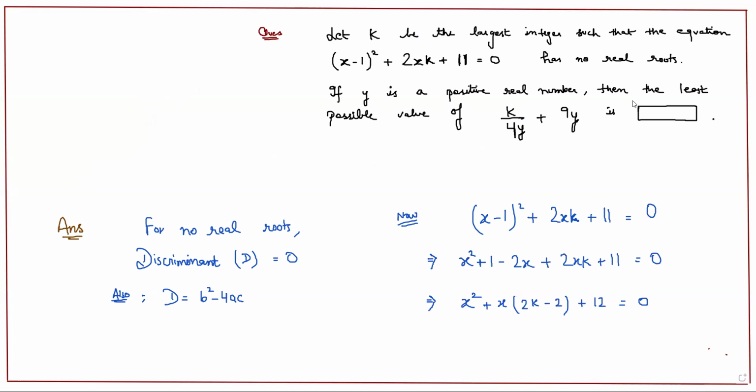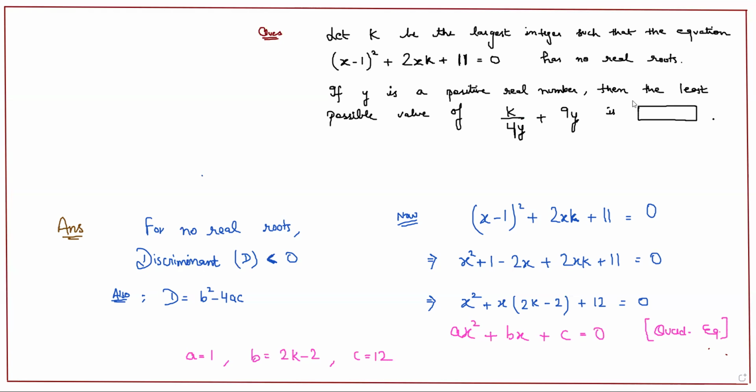Ax square plus bx plus c equal to 0. This is how we will write the quadratic equation. When we compare, a equals to 1, b equals to 2k minus 2 and c equals to 12. I hope you have covered this chapter and now it is just a revision part. All right. So when I have to find the discriminant, I will just plug the value. It is our quadratic. Let's find the D value.